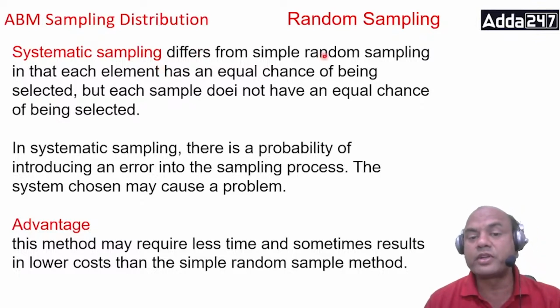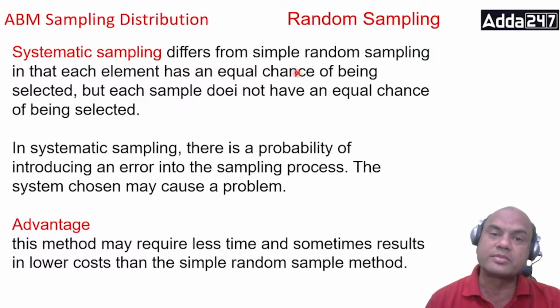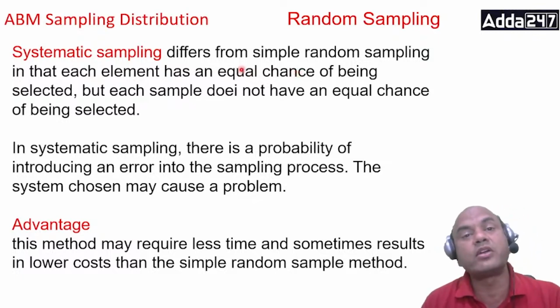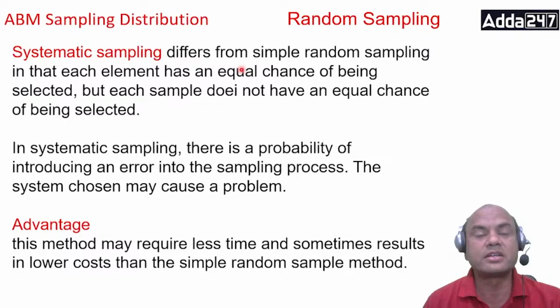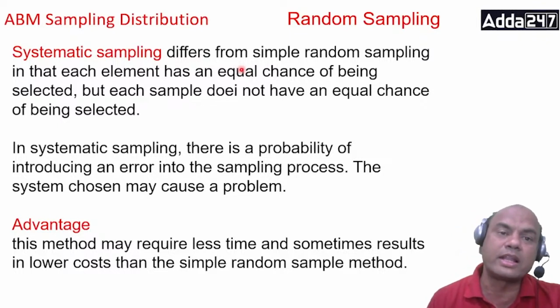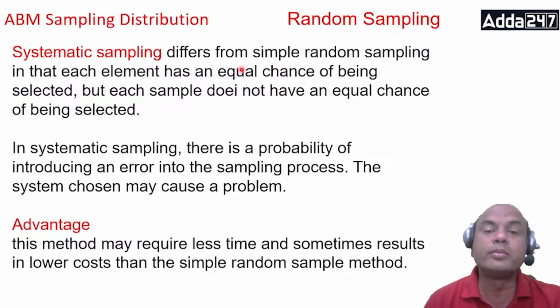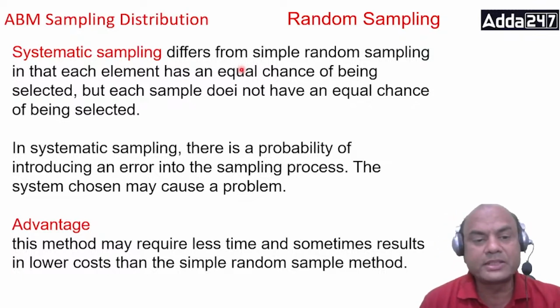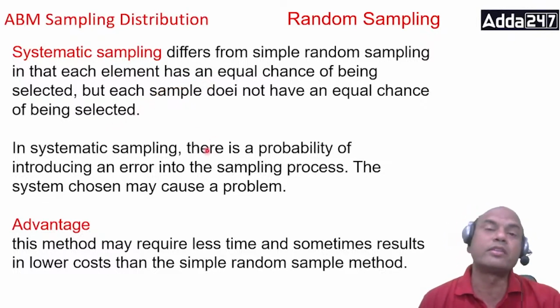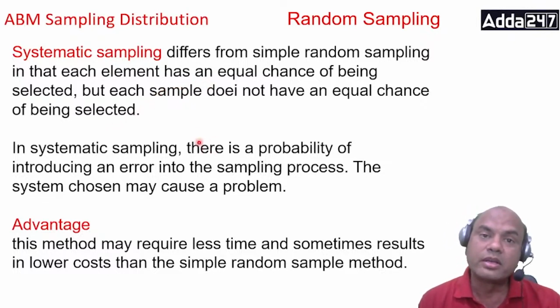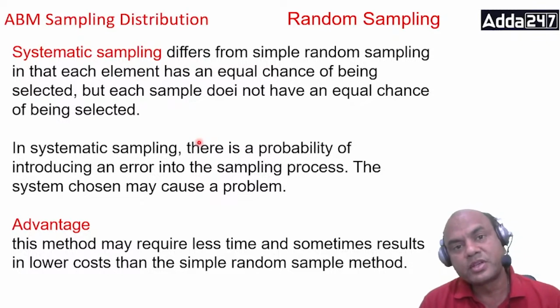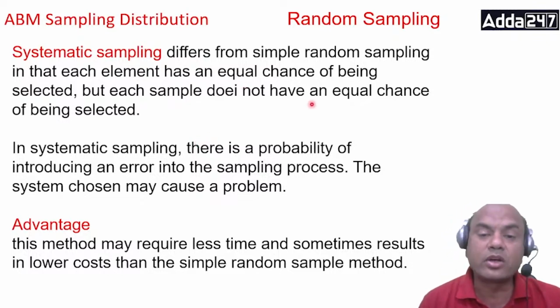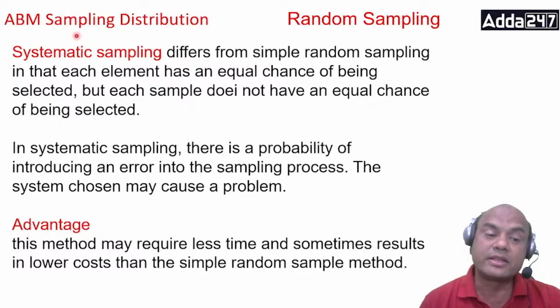Systematic sampling differs from simple random sampling, where each element has an equal chance, because I don't know which element will stand 5th. Whenever I tell them to stand in a row, who will be standing 5th? I don't know. So each element has an equal chance, but each sample does not, because the one who will be standing 4th will not get selected. So each sample does not have an equal chance in systematic sampling.